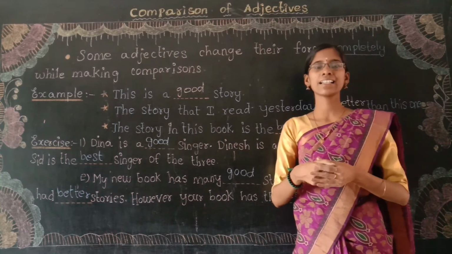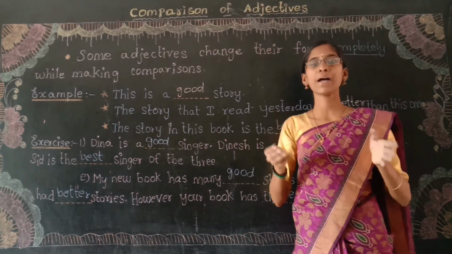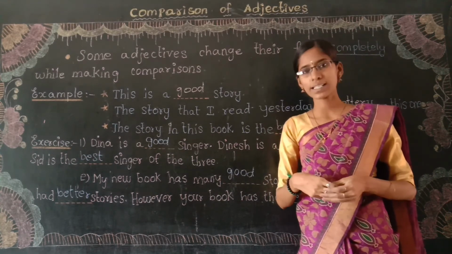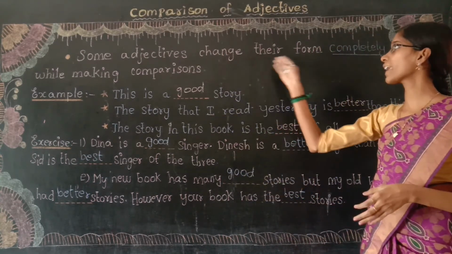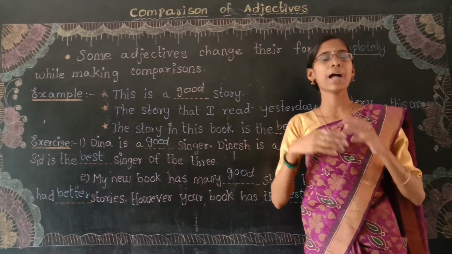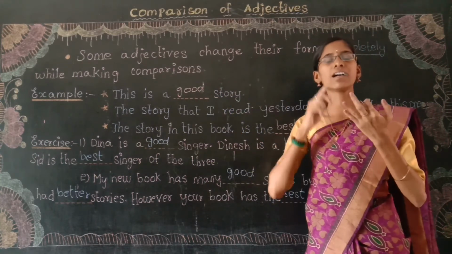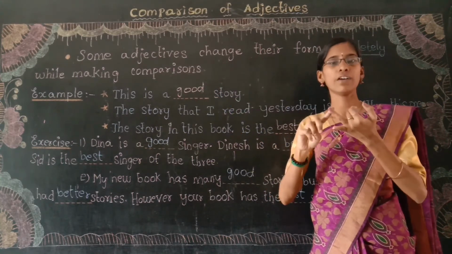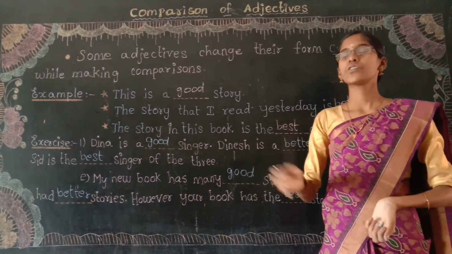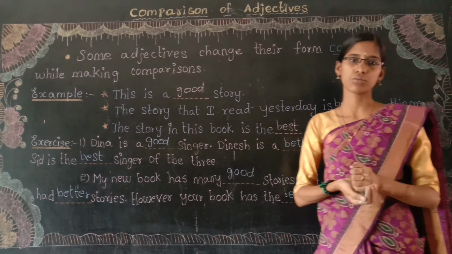So in this session, we have learnt the third rule of comparison of adjectives. What is that? Some of the adjectives change their form completely while we are making comparisons. So, for example, we have good, better, best, bad, worse, worst. And we have seen two examples too.